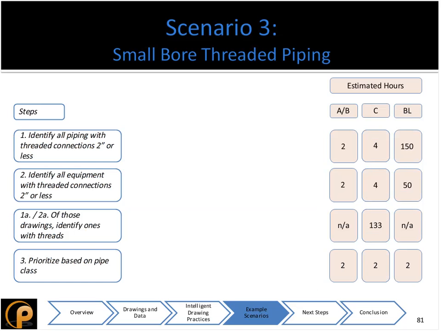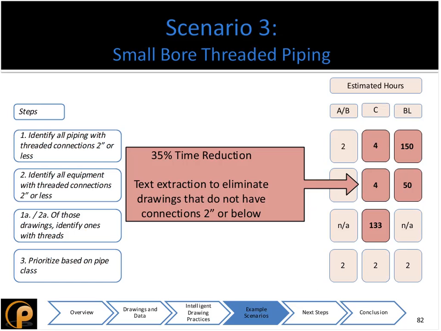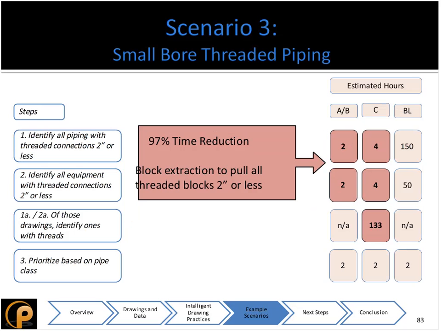So looking at the time, we see some time savings by doing the text extraction, again, which is basically all Plant C can do in this case. And then even more savings with Plants A and B that are now able to do the block extraction and look for threaded blocks 2 inches or less.